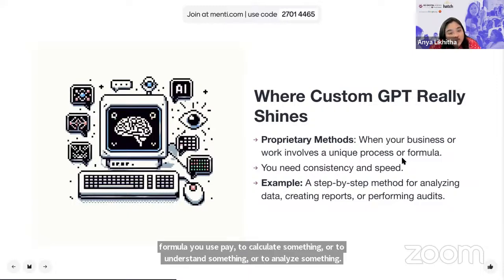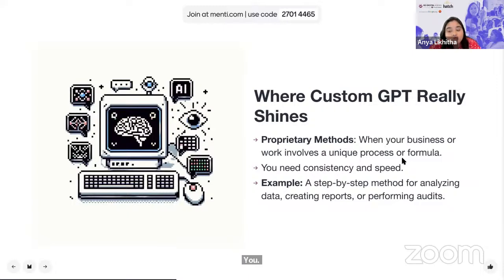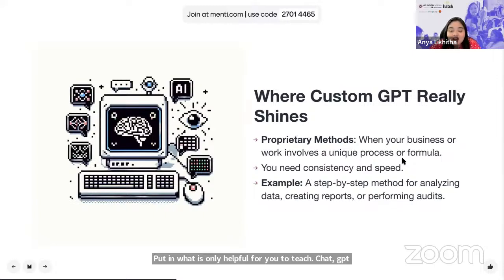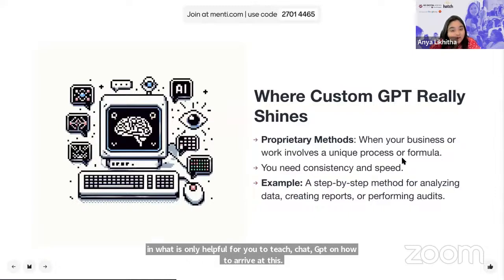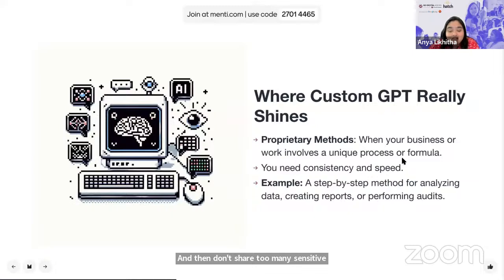You put in what is only helpful for you to teach ChatGPT on how to arrive at this. And then don't share too many sensitive things, of course, because it's proprietary. But then you can automate that process. You can codify it. You can make it smarter. You can make it faster. So if you have a very unique way of doing something as part of your work, you can codify it using custom GPT and do it faster.